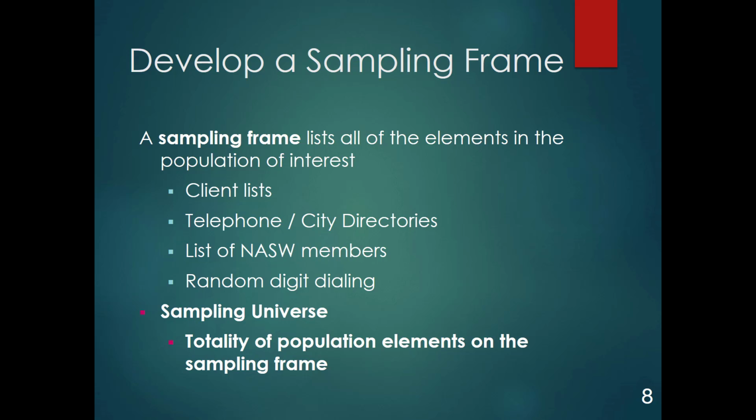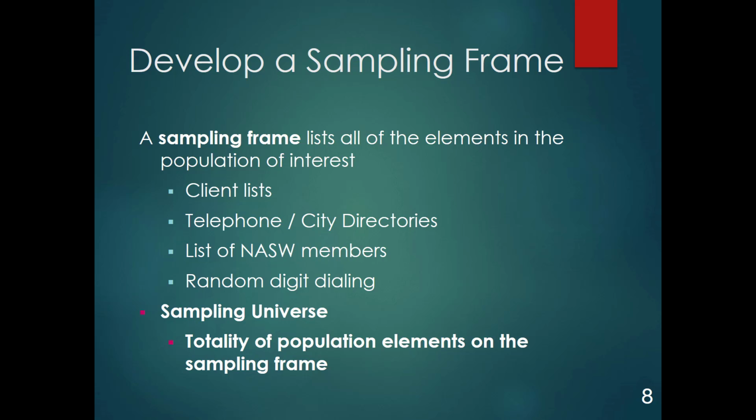The sampling frame is a list of all the elements in a population from which a sample is selected. Together, the totality of the population elements on the sampling frame is referred to as what we call the sampling universe. The sampling frame can be, for example, an agency's client list, telephone directories, or a list of NASW members.